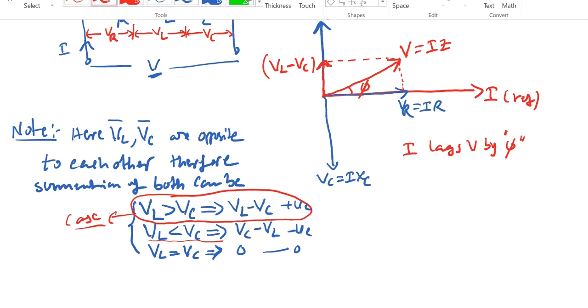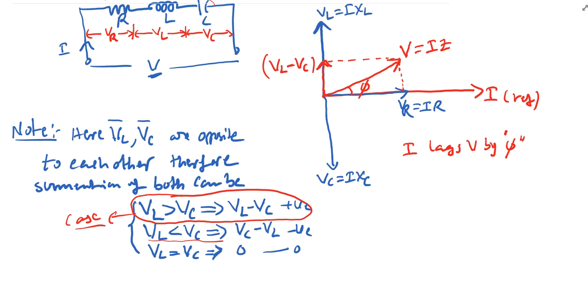suppose you take the second case, then VL is less than VC. It means VC is greater than VL. So obviously my vector comes over here. So this is nothing but my VC minus VL, the net resultant vector.